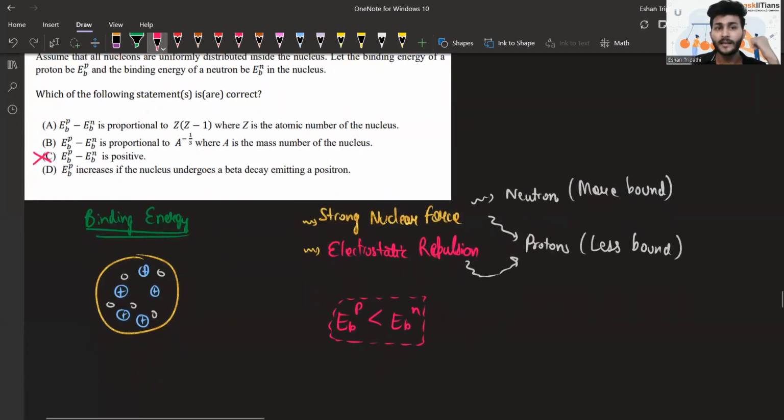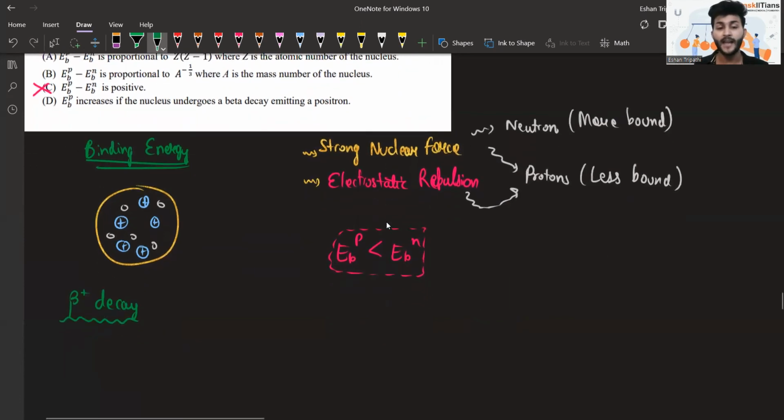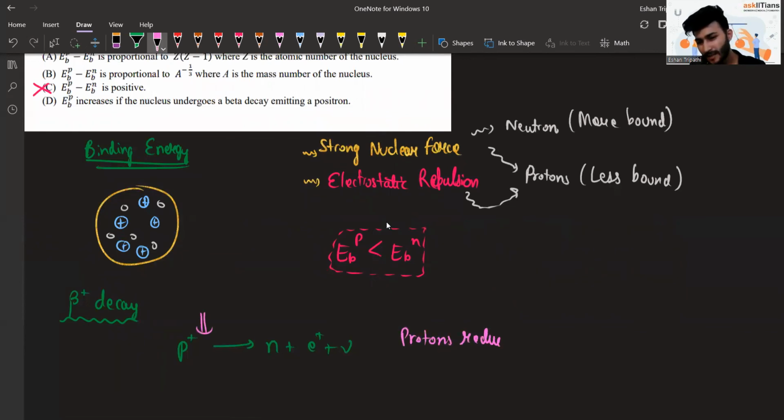Now, what are they asking? Look at the D part. In the D part, they're asking how the binding energy of protons changes if it undergoes beta positive decay. What is beta positive decay? Beta positive decay is whenever we have a proton converting into a neutron and a positron. So just imagine in beta positive decay, the number of protons reduces. If the number of protons reduces, can we say there will be less electrostatic repulsion? And with less electrostatic repulsion, there will be more stability, less instability.